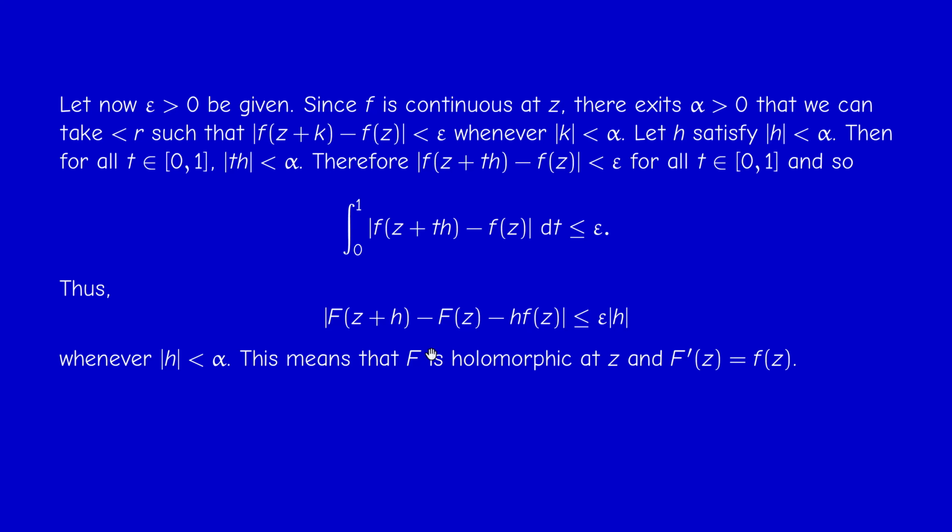Okay, and that's it. So since z was arbitrary in omega, capital F, which was defined by an integral, is an antiderivative of small f. So we completed the first loop. 1 implies 2, 2 implies 3, 3 implies 1.